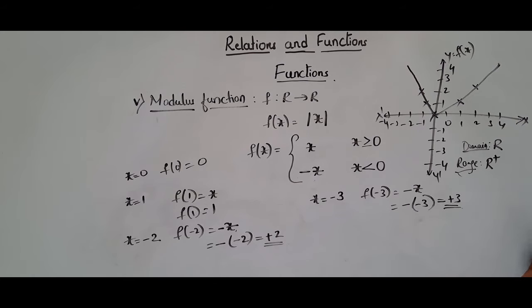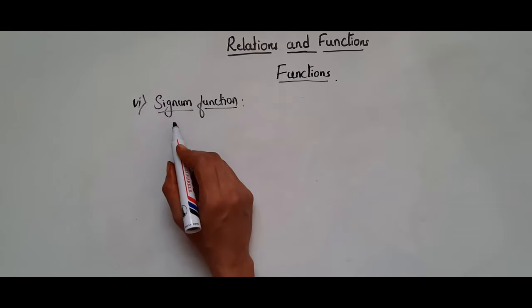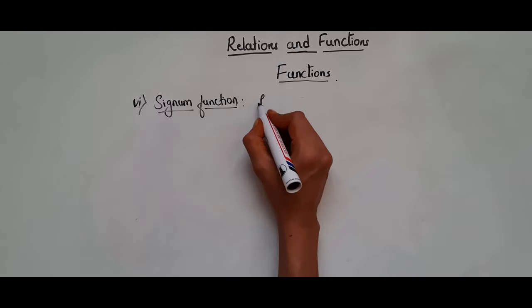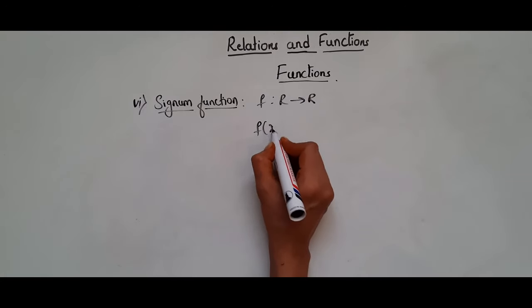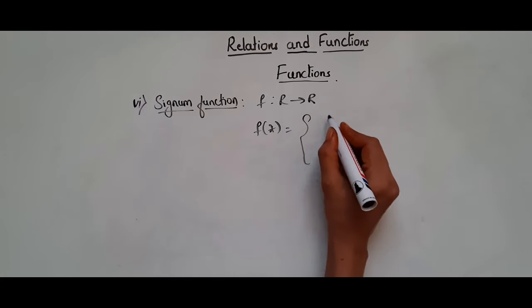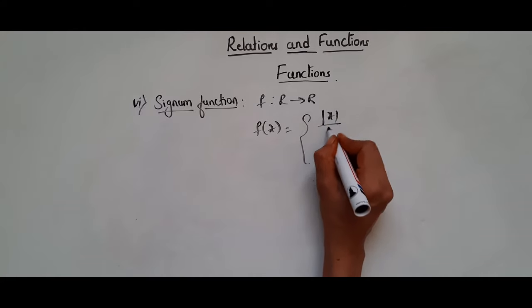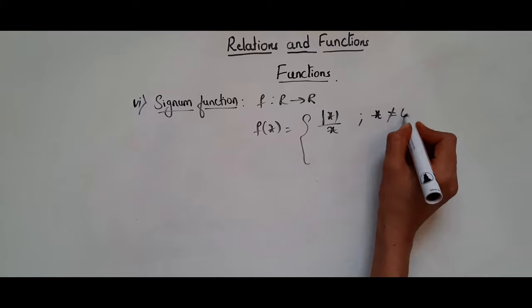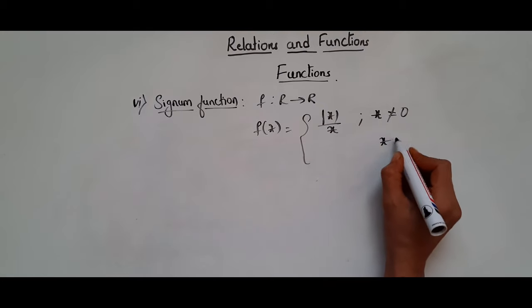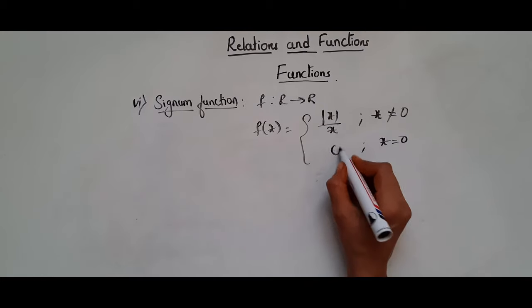Now let's move on to the sixth function, that is the Signum function. So now let's see what the Signum function is. Here the function is defined from R to R. The function is of the form f of x is equal to mod x by x, where x is not equal to 0, and when x is equal to 0, the function is 0.